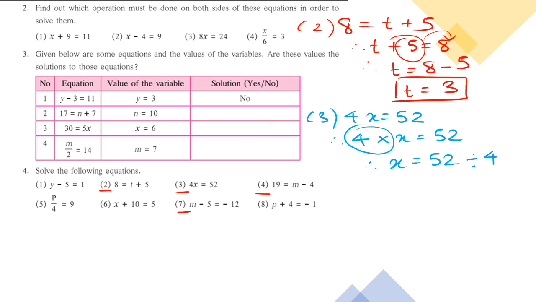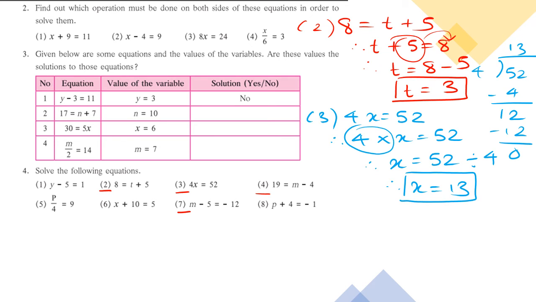And when you carry out the division, let us carry out the division here. So 4 ones, you get 4. You get 12 here and 4 3s are 12. Remainder 0, quotient is 13. So therefore x is equal to 13 is the solution of the equation.